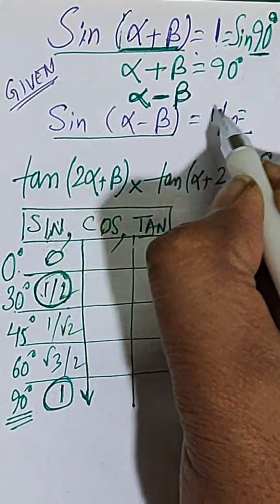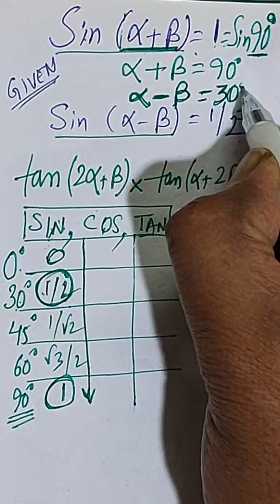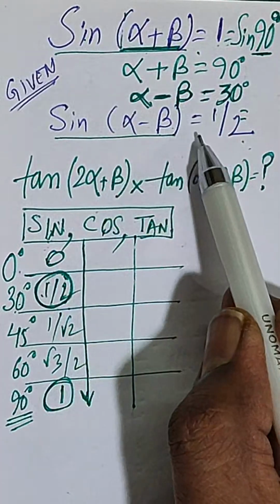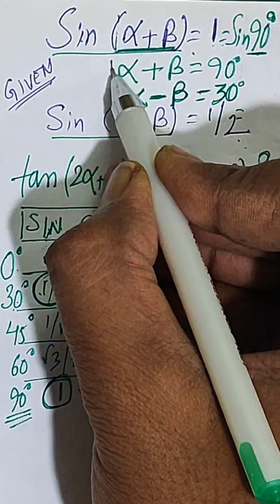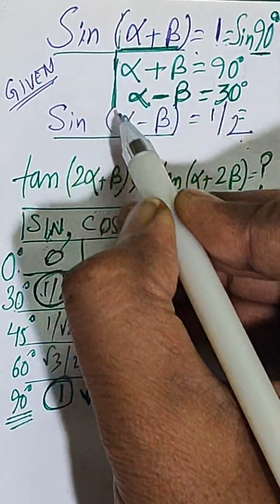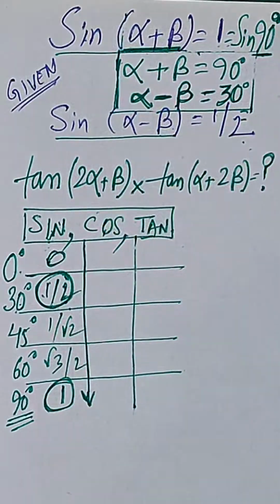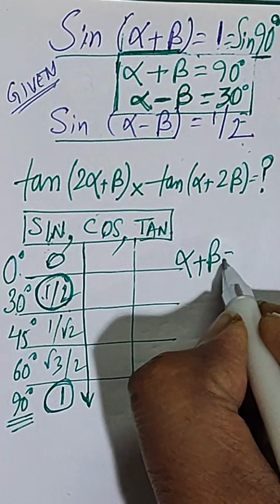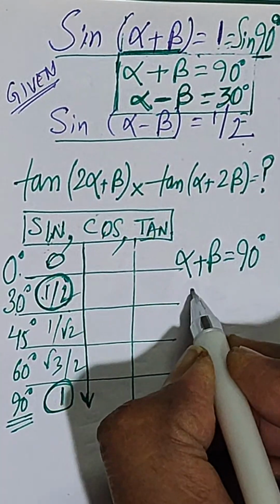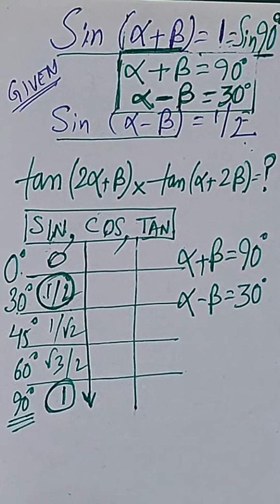From here we can say alpha minus beta is equal to 30 degree. Why? Because sine of alpha minus beta is 1 by 2. So we will be having two equations with us. You can see alpha plus beta and alpha minus beta, right? So alpha plus beta is 90 and alpha minus beta is 30.